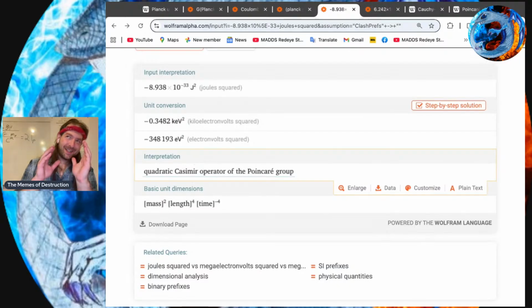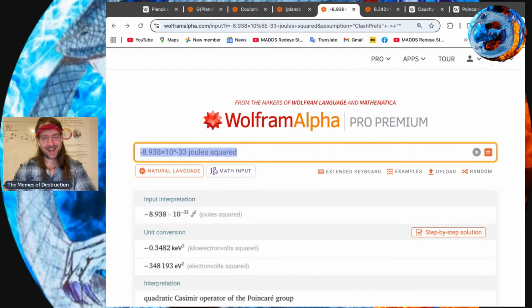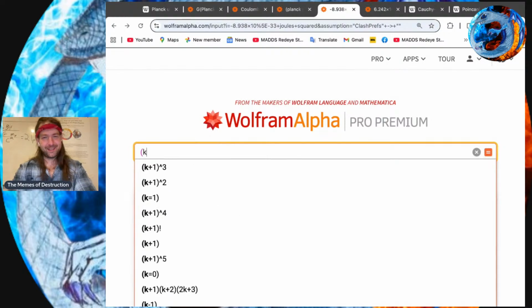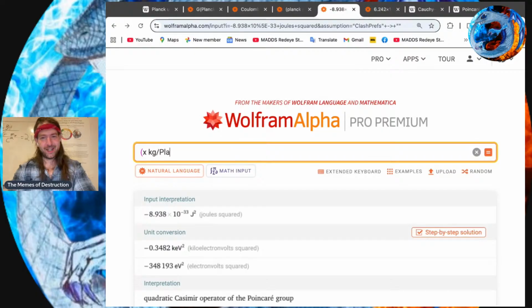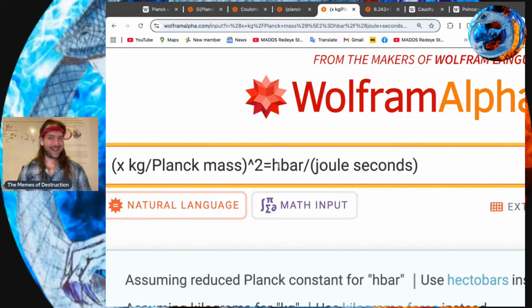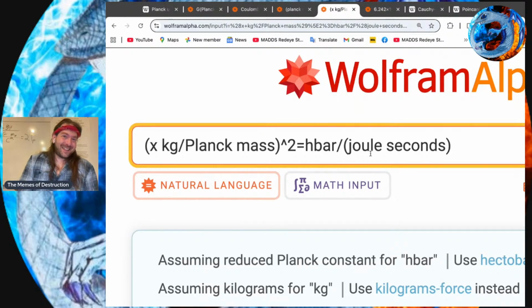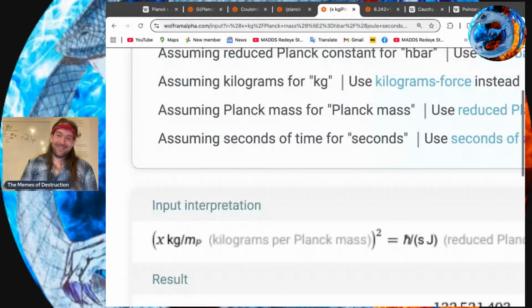To be fair, when I do it, well, it's a comparison too. If you're going to try to solve for the Higgs boson mass, you're going to solve for x. So x kilograms divided by Planck mass, square the whole thing, equals h bar over joule seconds. Now again, this is very sloppy. I've got a mass over a mass squared, saying the whole thing is equal to the elementary unit of action divided by its reference unit of action. I'm literally just doing that because that's what's necessary to get it down to a dimensionless thing.